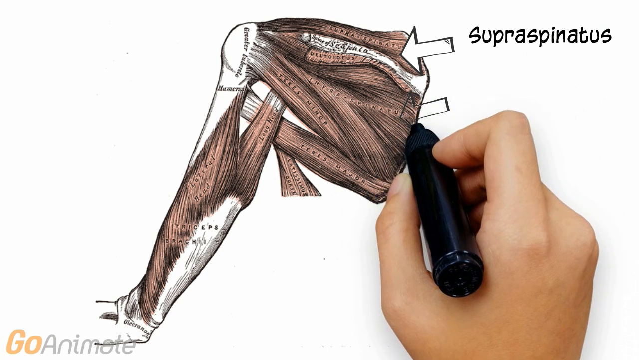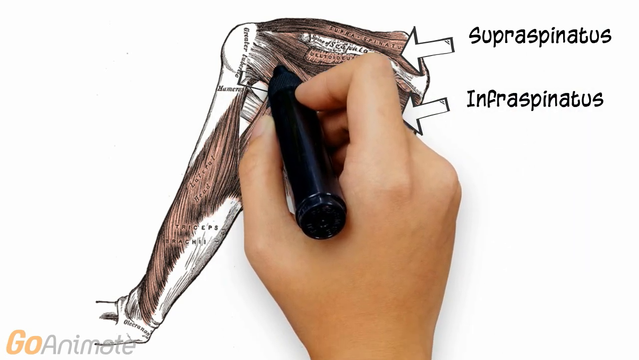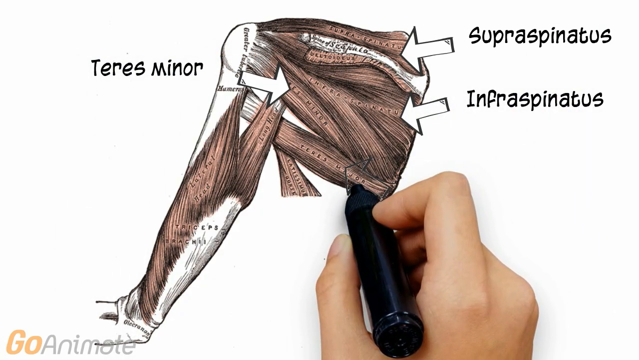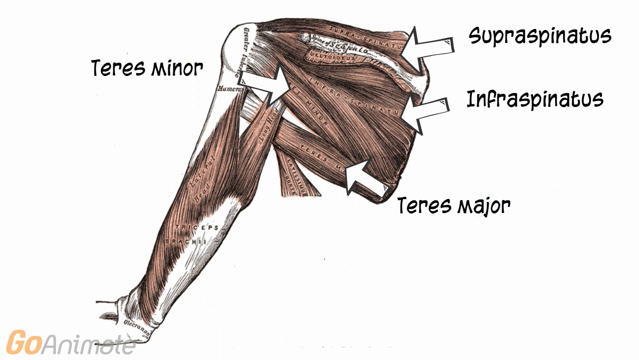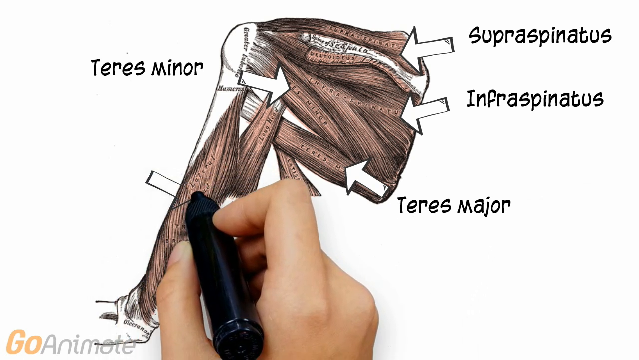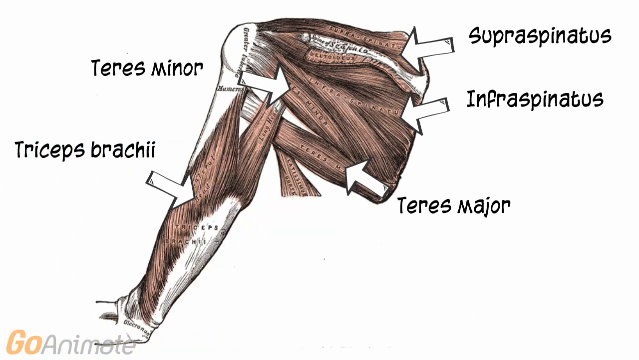Here is the rotator cuff in more detail. We can see the supraspinatus, infraspinatus, and teres minor. The teres major is not part of the rotator cuff. Another muscle, the subscapularis, not seen here, is on the anterior surface of the scapula. The triceps brachii is the only muscle on the back of the arm.